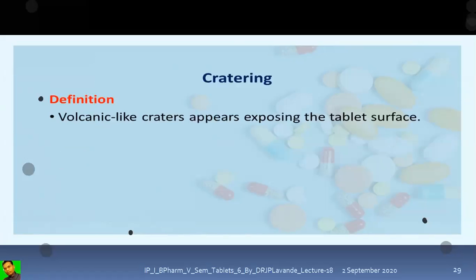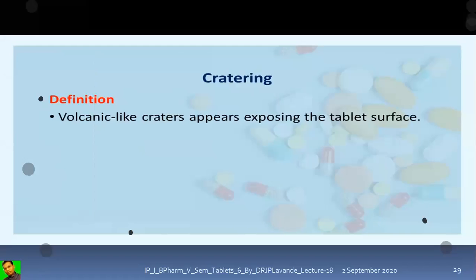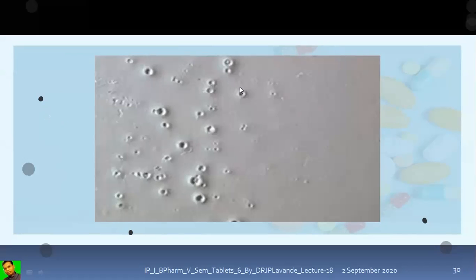Cratering, you can see what cratering is. Cratering is nothing but volcanic eruptions. You can see the volcano-like appearance, isn't it? Jwalamukhi, it is just like the opening of a volcano. So how will we define cratering? Cratering is volcanic-like craters appearing, exposing the tablet surface. You can see here. What might be the reason? Any guess? Yes.